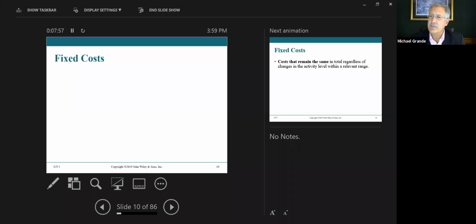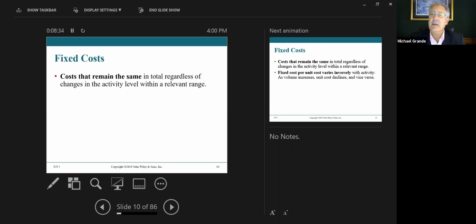What about fixed costs? Now, the classic example of a fixed cost is rent on the factory. If the rent on the factory is $10,000 per month, that's going to be $10,000 per month, whether the company manufactures 1 unit, 10 units, 1,000 units. The total cost stays the same at $10,000 per month. In fact, if they produced 0 units, the total cost for rent is still $10,000.